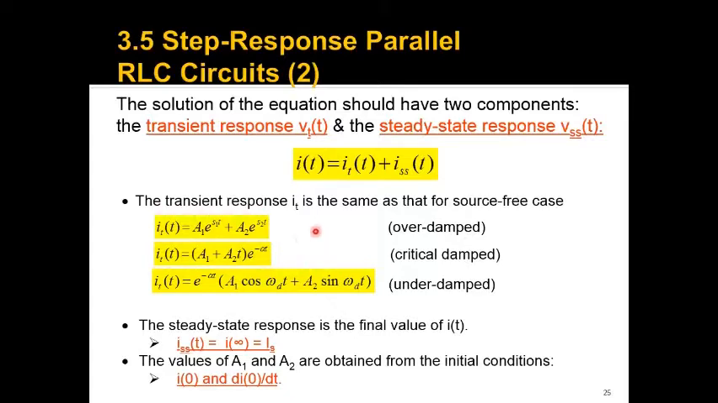And this is again very similar to what we have done in the source-free case. So we have the overdamped case, critically damped case, and underdamped case. But the steady state response is now the final value, where your steady state is i infinity, which in the circuit should equal Is. The values of A1 and A2 should be obtained based on the initial conditions of i(0) and di(0)/dt.